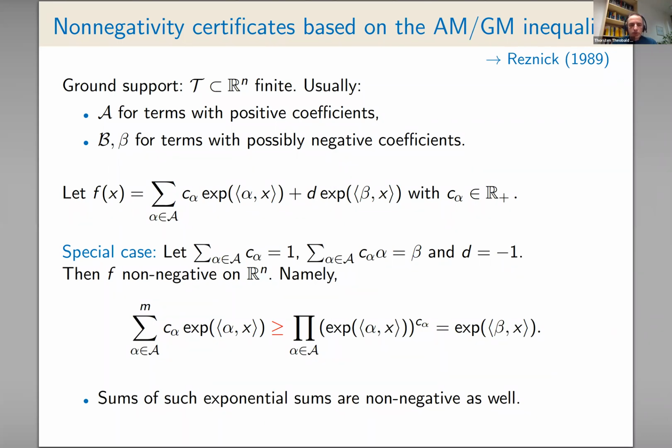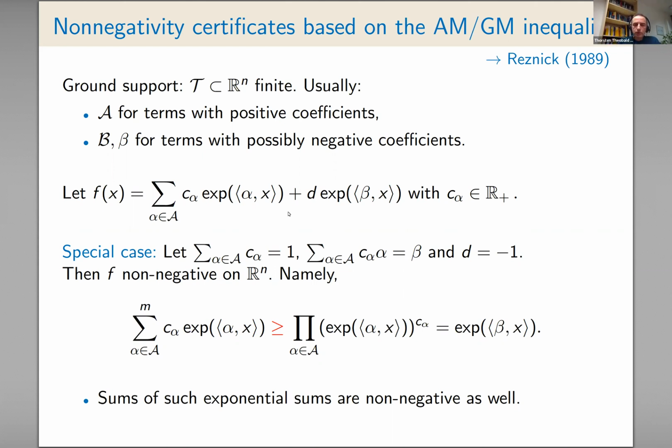And for notation, it's often convenient to denote subsets of T by A for terms with positive coefficients, and with a B or with beta for terms with negative, or say with possibly negative coefficients. And now, say the first really interesting example is a signomial which has all the coefficients non-negative. So all the C alpha are non-negative. And we just have, say, one negative or possibly negative term. And I would like to explain to you the connection to the arithmetic geometric mean inequality.